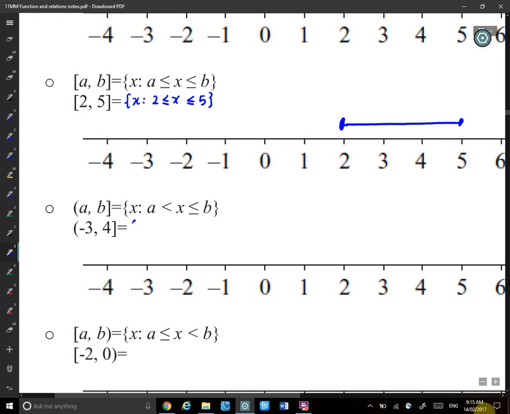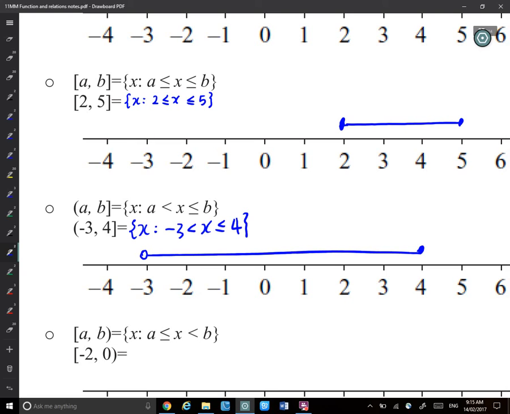So this one will be a collection of x such that x is in between -3 and 4, but not including -3, including 4. So -3 here and 4 here. And I want a collection of those numbers in between that set. Round bracket is an open circle on the left, closed circle on the right.